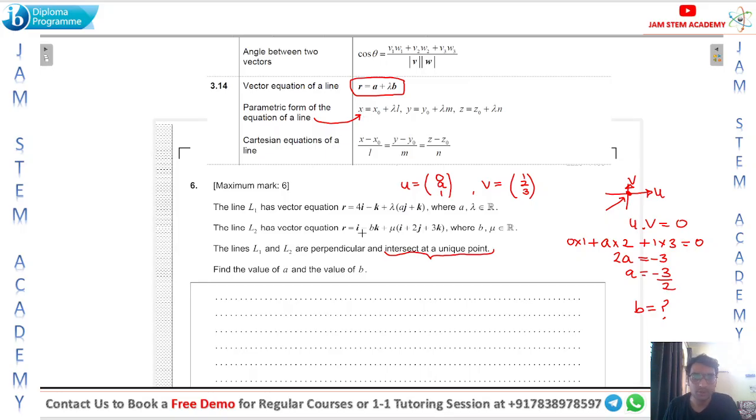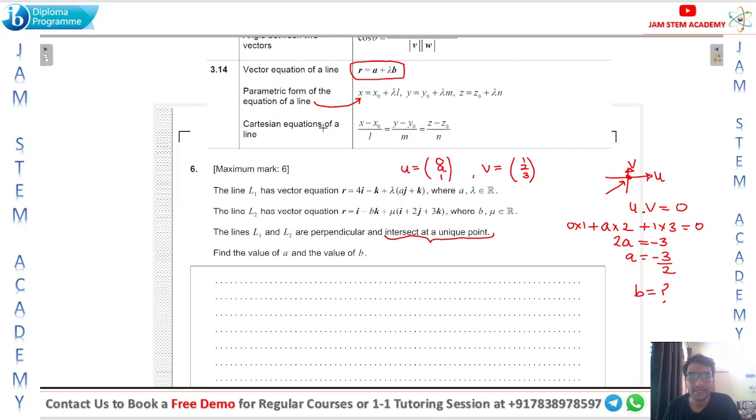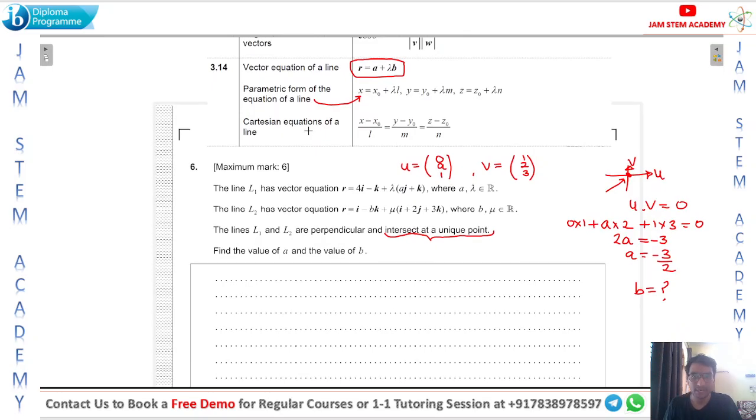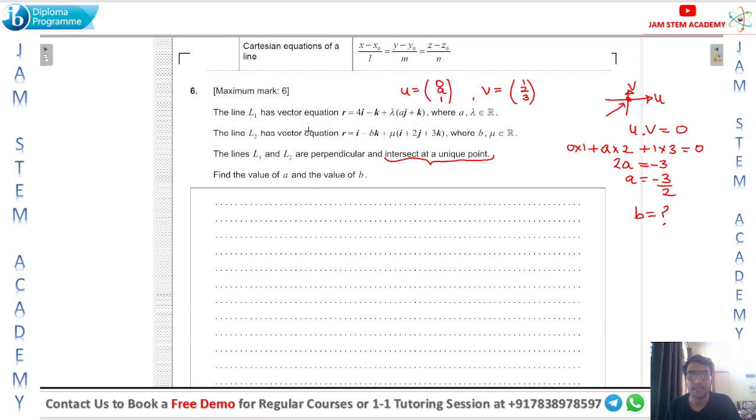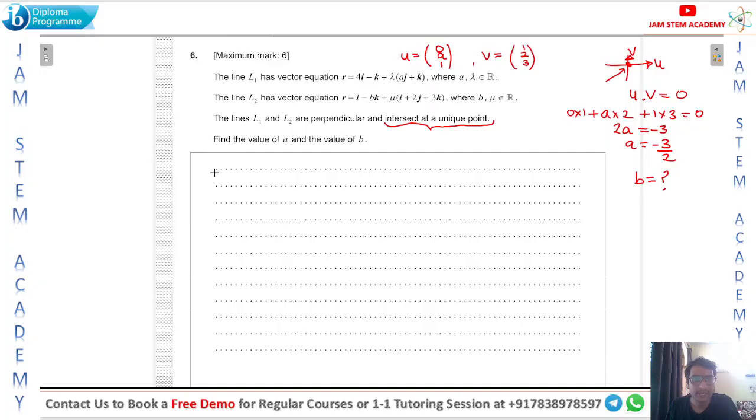If you choose different values of lambda, you will get different points lying on that line. Here also I will use the same concept and get the general point lying on both lines, and I will equate the points because they are the same, and get the value of b from there. I'll show you. For the first line, L1 has the equation r equals 4i minus k plus lambda times aj plus k. So using this equation, we can say our x value from the first line will be equal to 4, the x component.